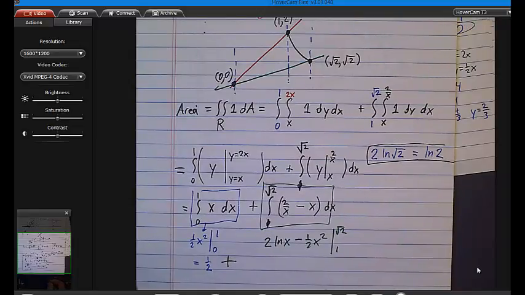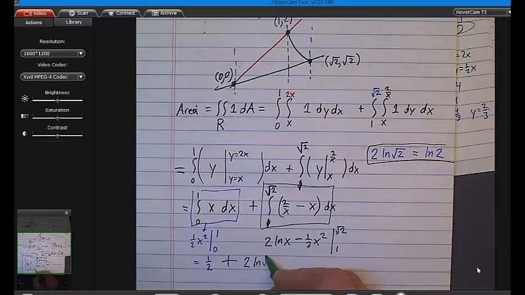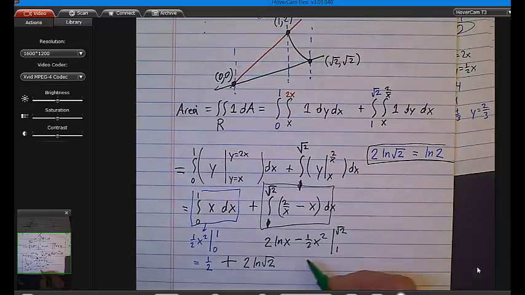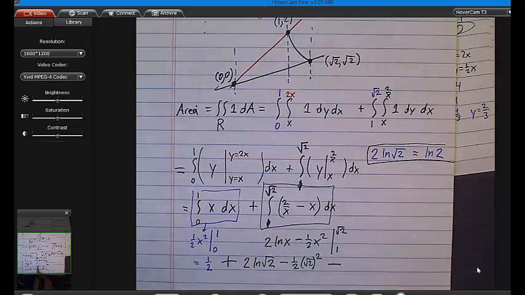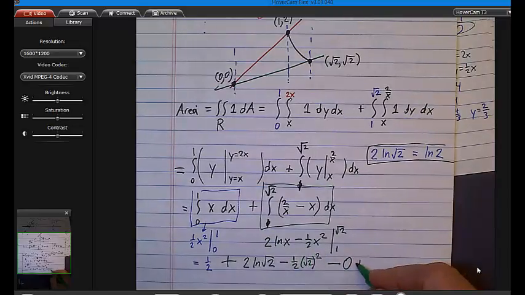So here I kind of have more to write. So let me write it out. I have 2 times the natural log of the square root of 2 minus 1/2 of the square root of 2 squared. Then I have to subtract what I get when I plug in a 1. What's the natural log of 1? 0. I need to subtract what I get when I plug in a 1 here, so it becomes plus 1/2 times 1.